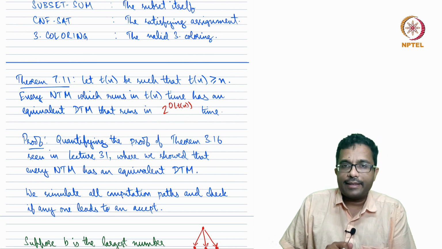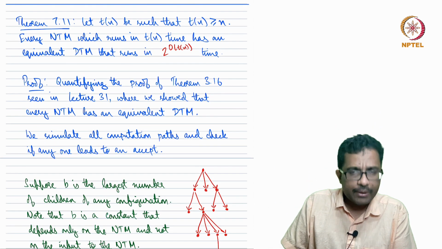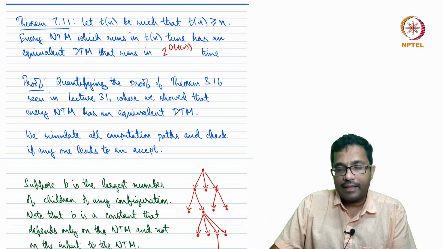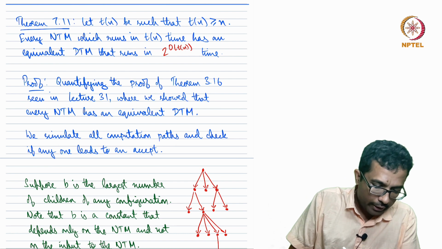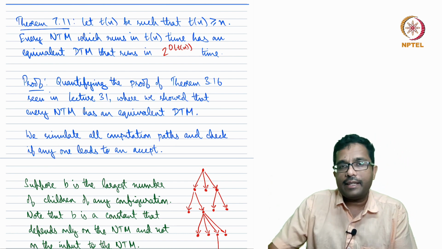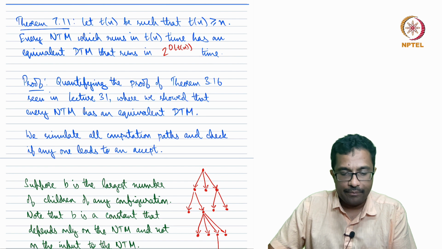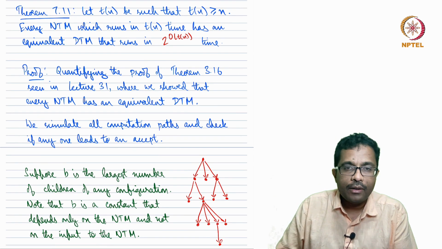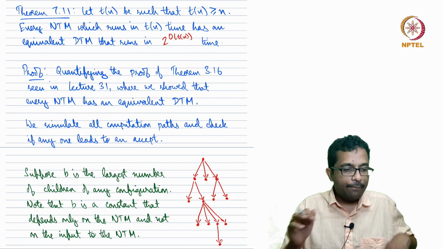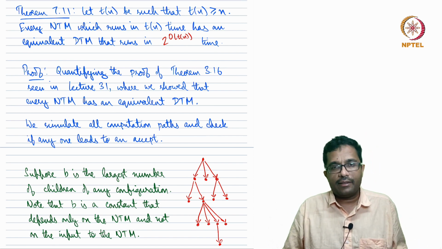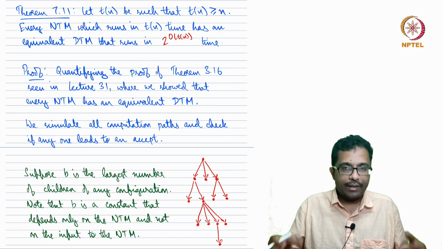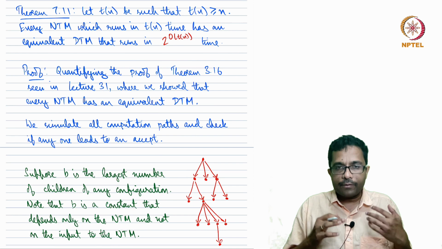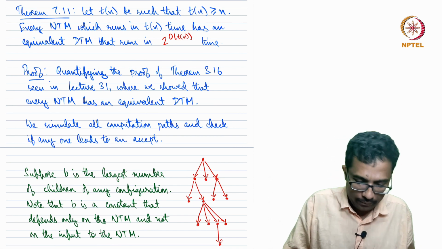So how do we get this result? It turns out that the proof is something we have already seen. It is the same proof that we saw in chapter 3, to be precise in lecture 31, where we said that every NTM has an equivalent DTM. Now all we are doing is going through the same proof and computing the time taken for the simulation. Earlier we gave the proof without bothering about the time. Now we are going to measure the time of the simulation described in the same proof.